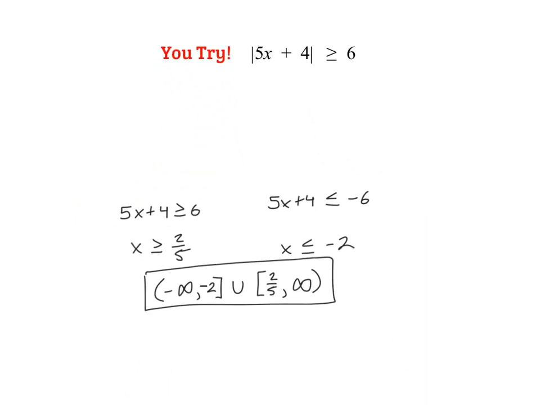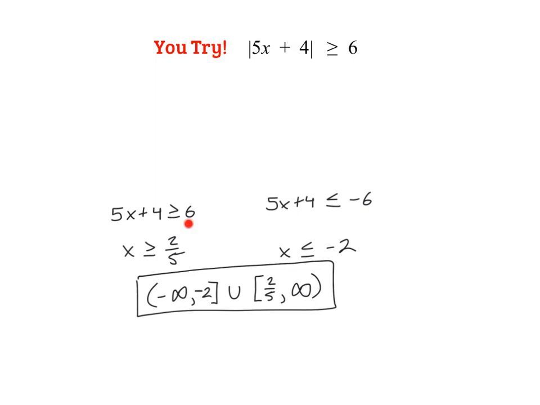Okay, let's check our answer here. So we have the positive version and the negative version with a flipped inequality sign. Solve both separately and then write it in interval notation. So negative infinity to 2 and 2 to positive infinity.